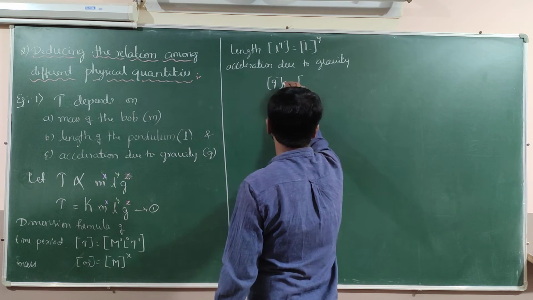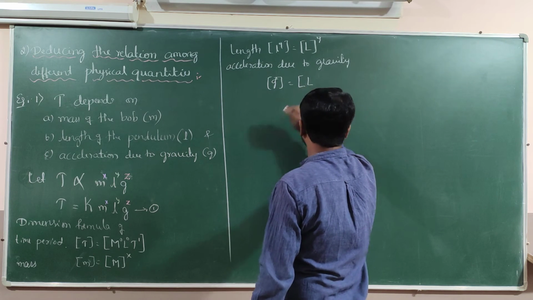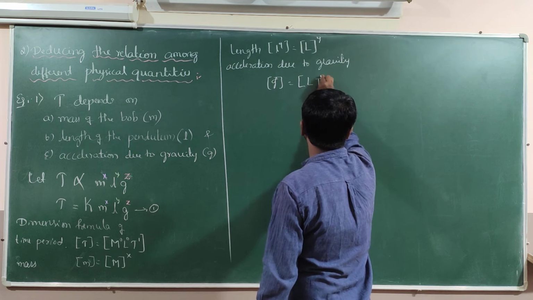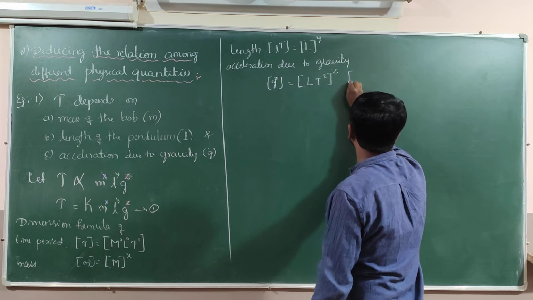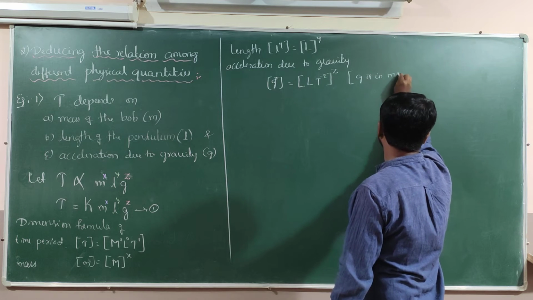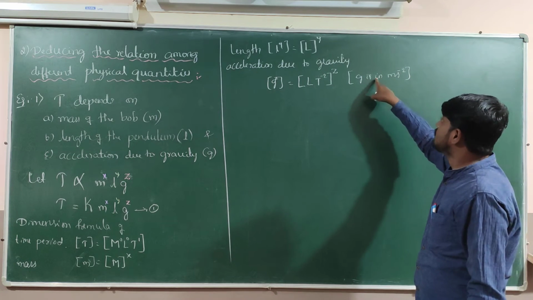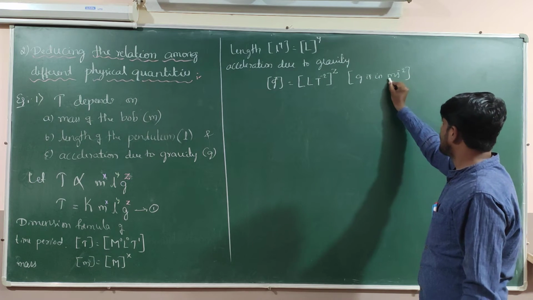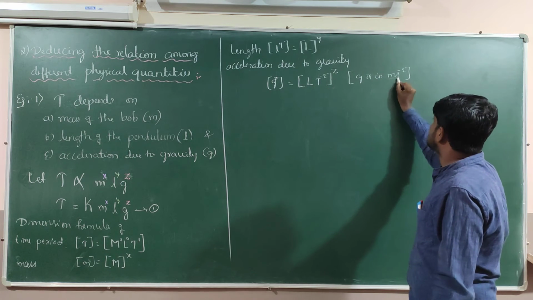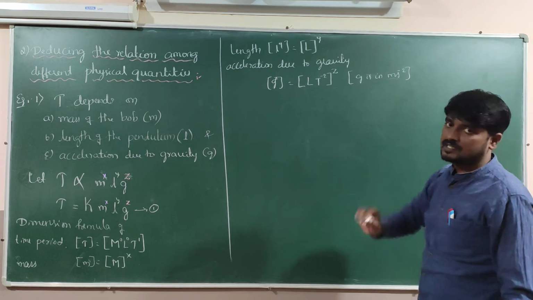So hence it becomes L raised to z. Acceleration is meter per second square, so L comes into the picture, then T raised to minus 2, then raised to z. G is in meter per second square, which means G is measured in meter per second square. Meter means length. Second means T minus 2, raised to z.